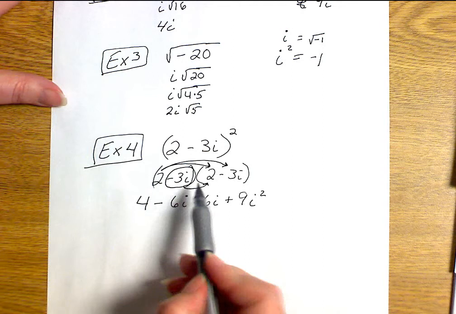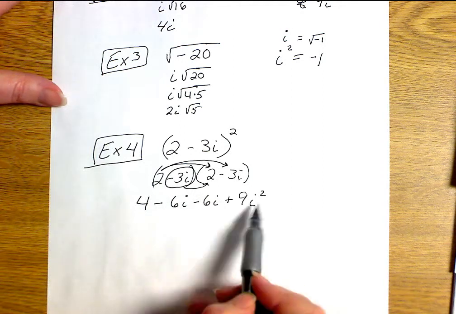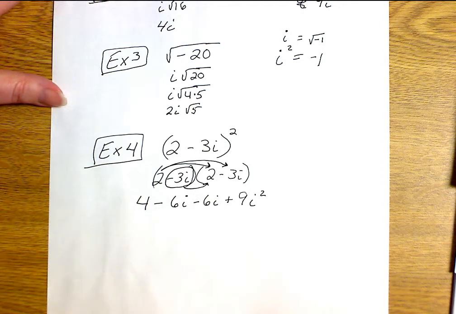What is i times i? It's i squared, because you did negative 3 times negative 3, right? It'd be i times i. Yep, that's right.